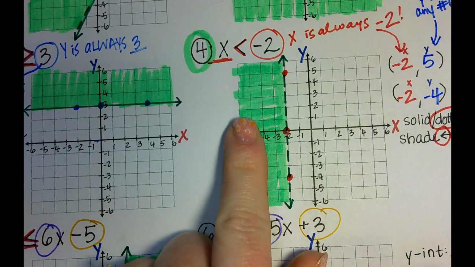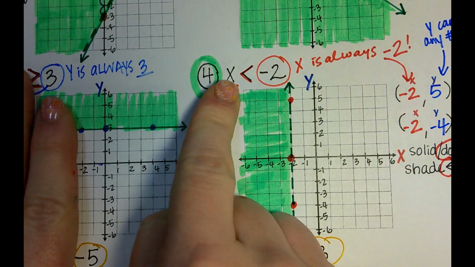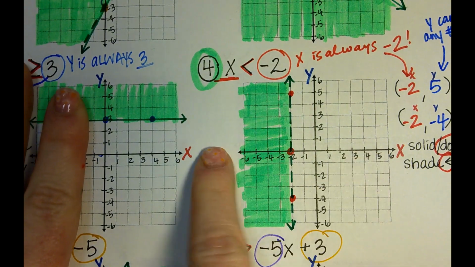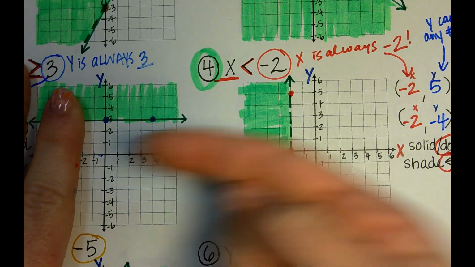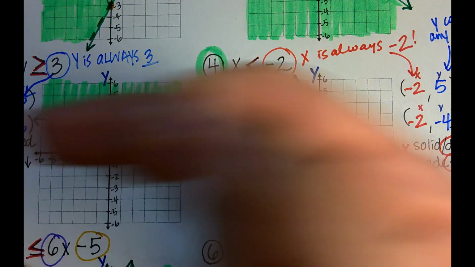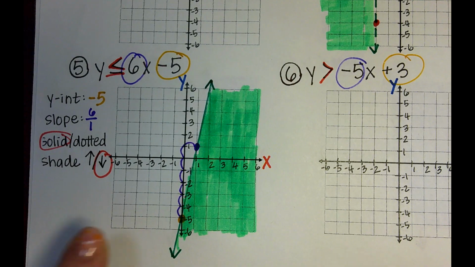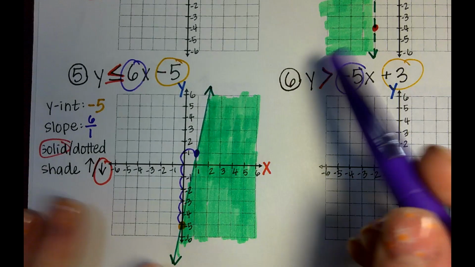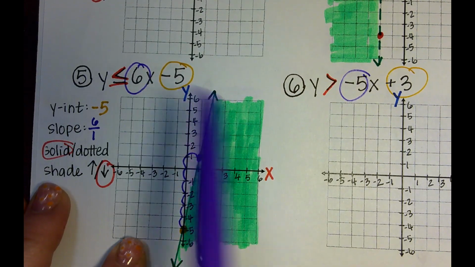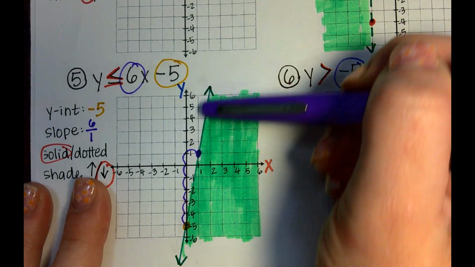On this one we're just looking at x values. X only, because it's saying that x is less than -2. So on the x-axis, the left is where the numbers are getting smaller, so that's going to show us where it's less. But on number 5, we're not just talking about an x value. We have an x and a y, so we need to think about the line as a whole.